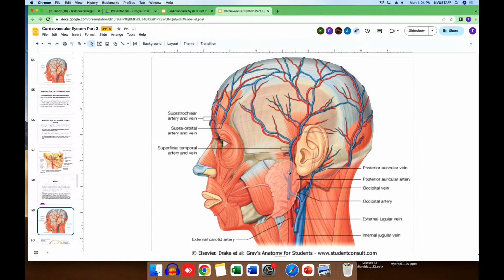Talking about the posterior auricular vein, as the artery was located, the vein is located on the same side. They are going along with each other, and they drain the posterior aspect of the scalp, and they are emptying into the retromandibular vein also.